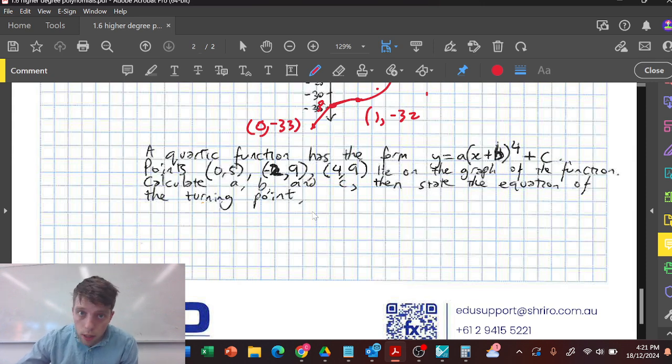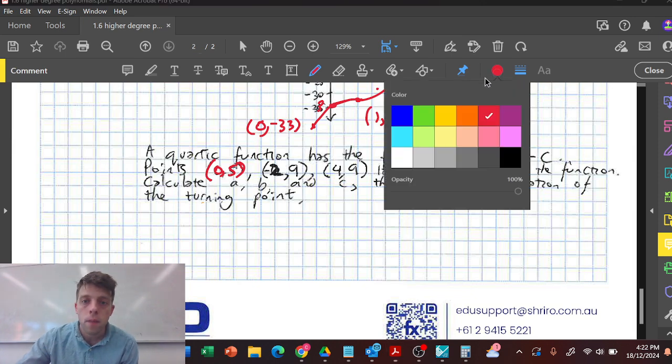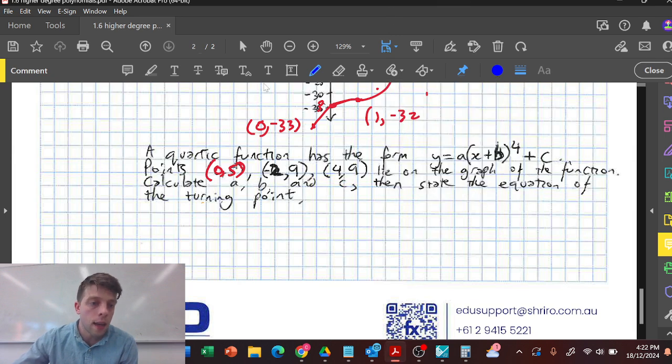Okay, whenever you have a question like this, just like if it was a quadratic, the first thing I would recommend doing is substituting in the coordinate that has 0 in it, because that's usually the easiest one to deal with. So I'm going to take that 0 and substitute it into this equation here. I'm going to sub in (0, 5), so x is equal to 0, y is equal to 5 in this equation.